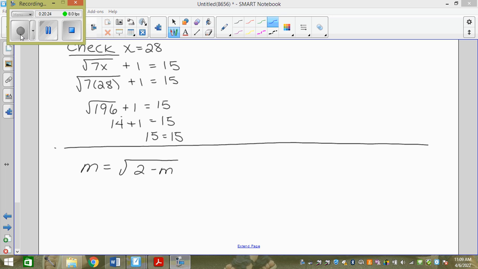So here we have m equals root 2 minus m. What's the first thing we have to do? Restrictions. Let's go try them. So we have restrictions, and we have 2 minus m has to be greater than or equal to 0 every single time, because what's underneath your square root has to be greater than or equal to 0. We agree? What's the first thing I'm going to move? The 2. I'm going to subtract it.